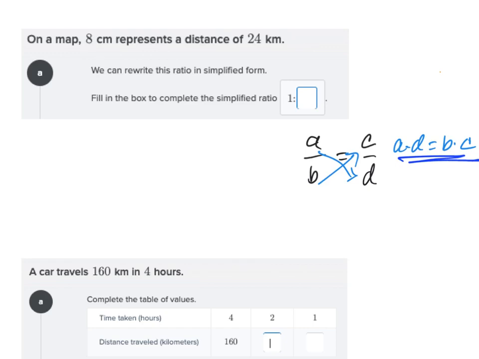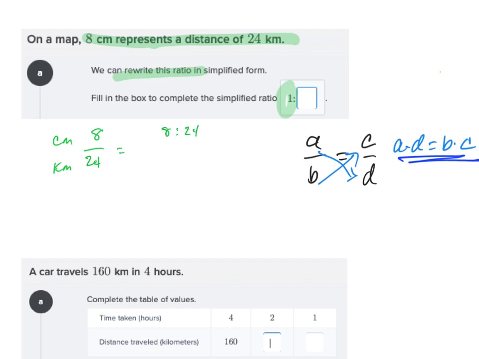Okay, so when we look at this one now, this is on a map. On the map, 8 centimeters represents a distance of 24 kilometers. So we can rewrite that ratio, and they want to know what the 1 would be. So again, we're going to write out our proportion. Our proportion is 8 centimeters over kilometers. We're going to have to keep things the same, right? 8 over 24. Or we could write it as 8 and 24.